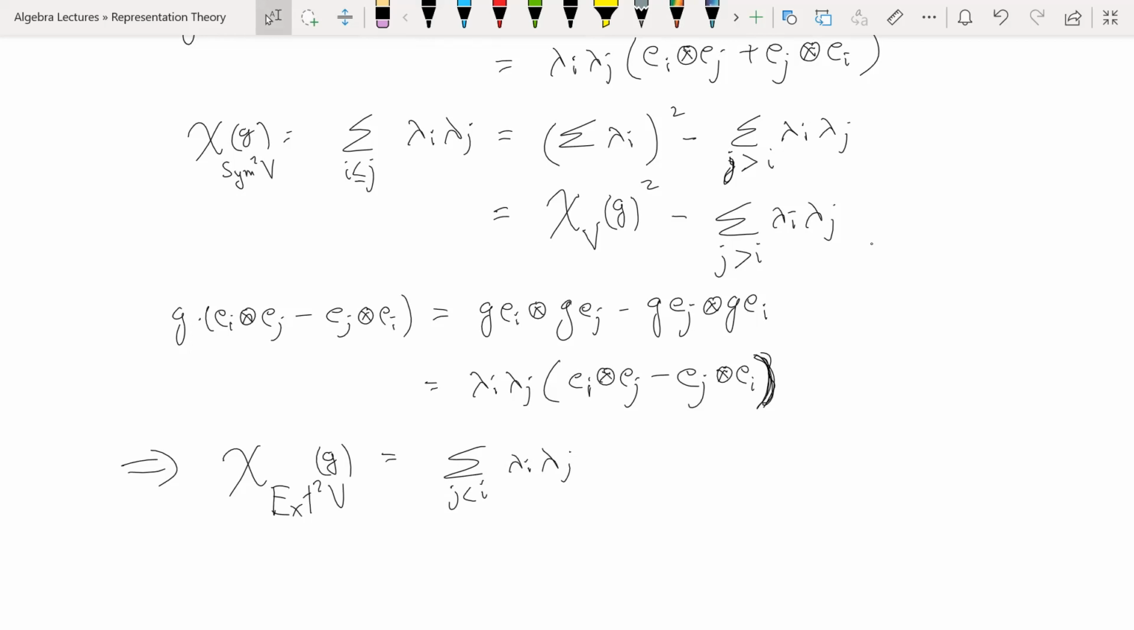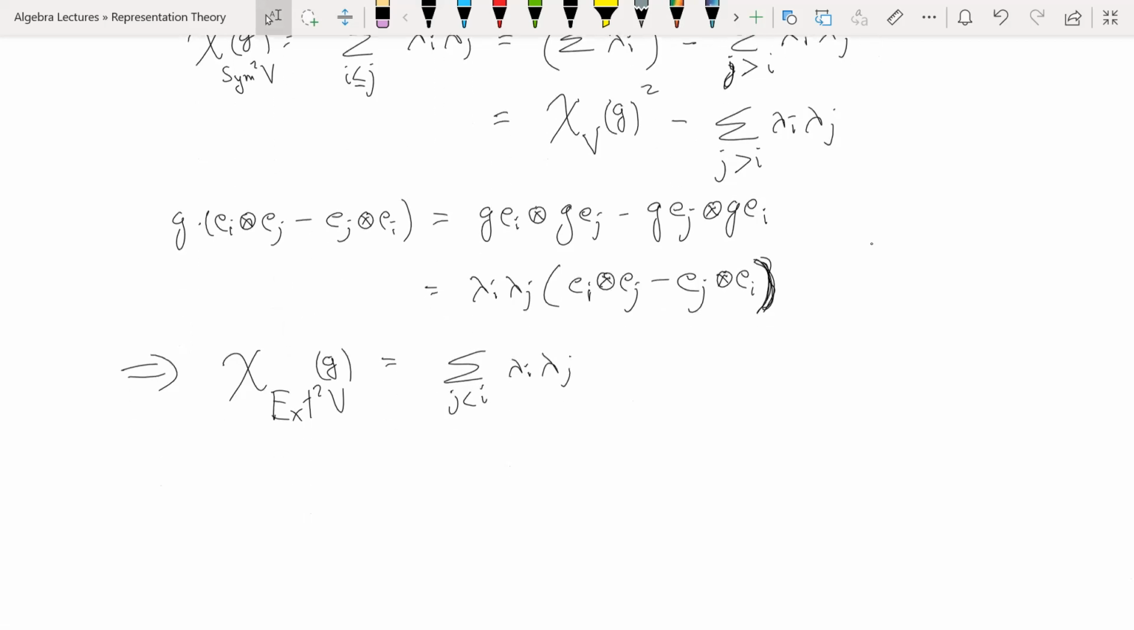No, it will come out. So we get this. Now, another way to interpret this is summation lambda_i, whole square, minus summation lambda_i square, divided by 2.